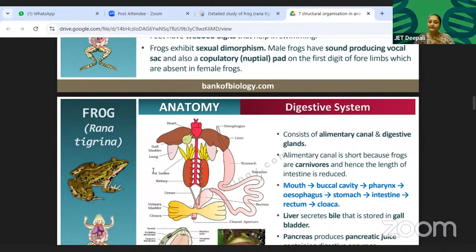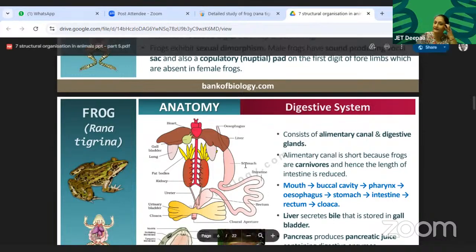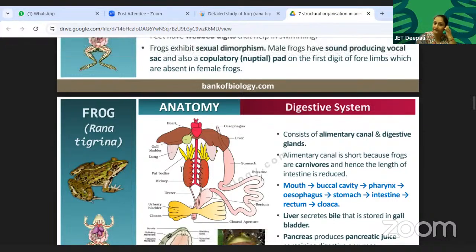It consists of alimentary canal and digestive glands. You can see here is the picture of alimentary canal of frog. Okay, this is called fat bodies. These are their kidneys. This is ureter. This is urinary bladder, and this is cloaca. Okay, this is cloaca aperture, and this is the intestine.